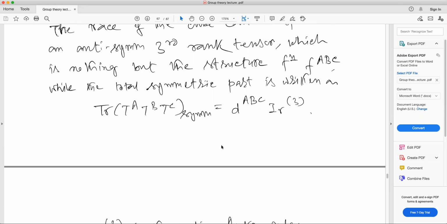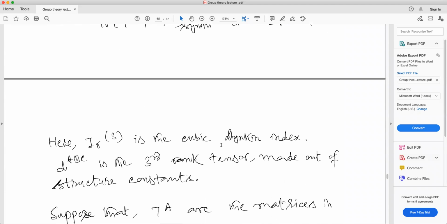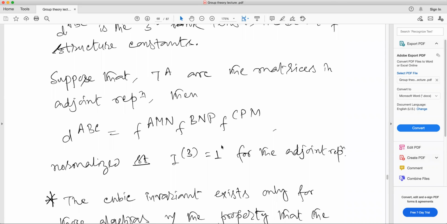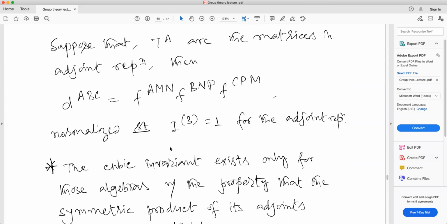So you can see for SU(3) the rank is 2. So we have these I_R2 and I_R3, these two Casimir invariants. Now suppose that TA are the matrices in the adjoint representation, then d_ABC you can write down as f_AMN f_BNP f_CPM, such that all the indices M, N, and P are actually summed over. They are normalized such that I is equal to 1 for the adjoint. This is a choice of normalization. The important part is that this cubic Casimir is basically a product of these structure constants.